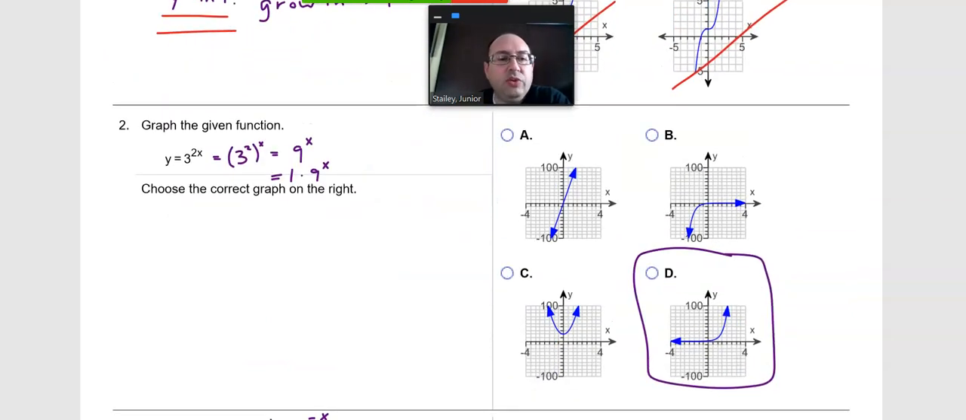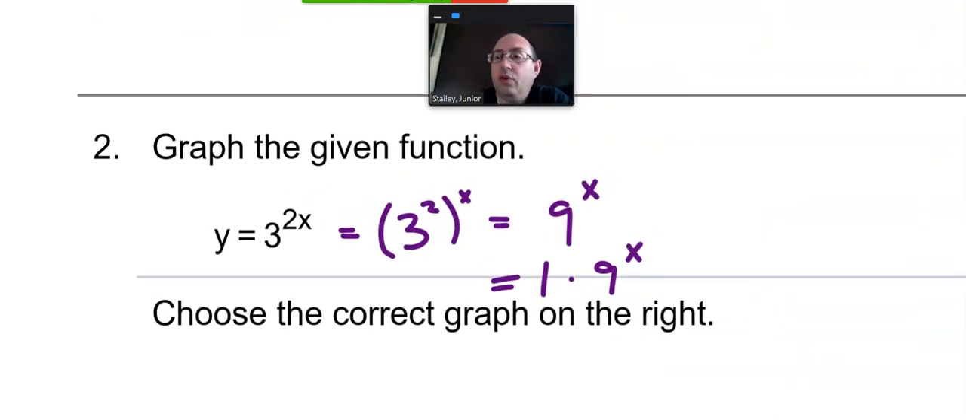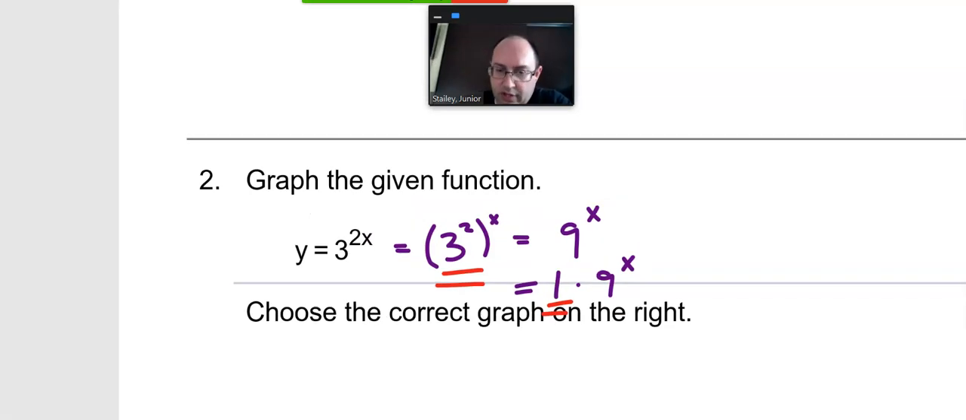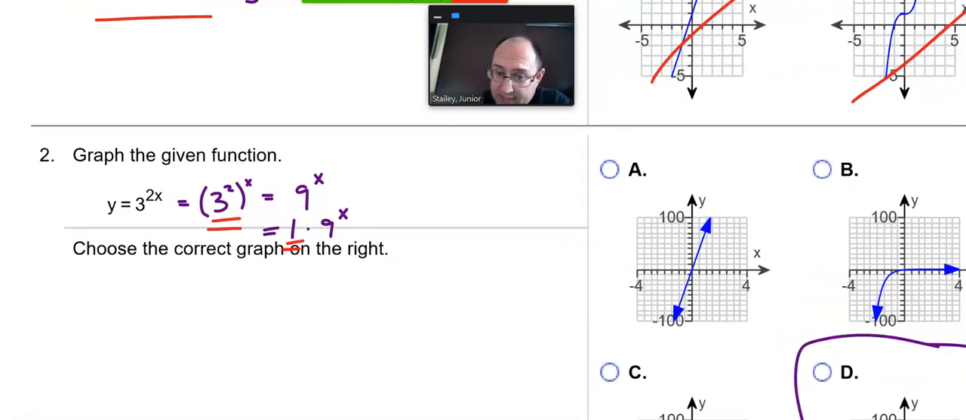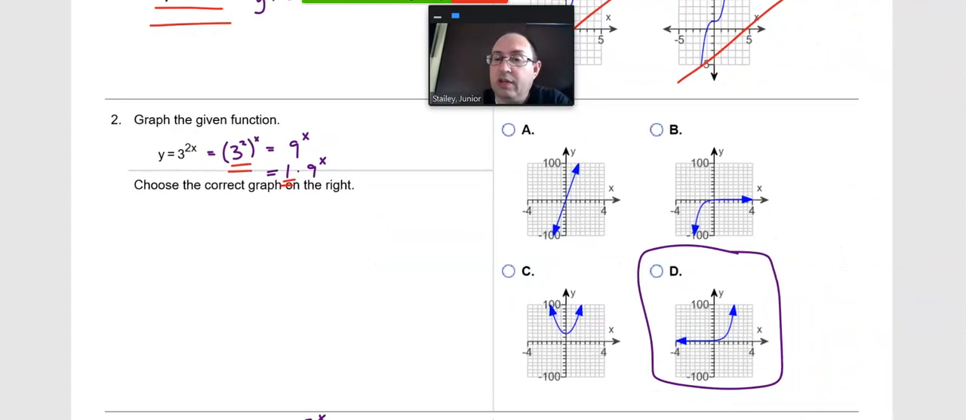Let's get to example 2. Now, this one disguises something. We've got 3 squared, right? And 3 squared is 9. So this is really y equals 9 to the x, with the a value being 1, like we already know. 9 is definitely bigger than 1, so we're talking exponential growth.